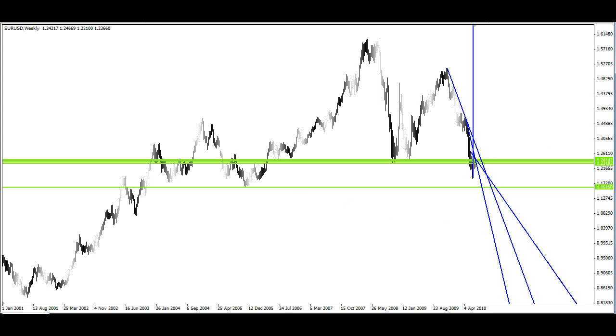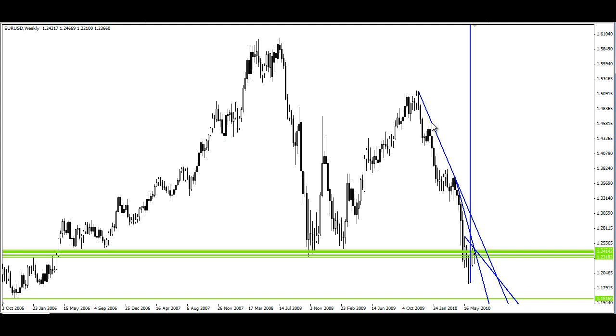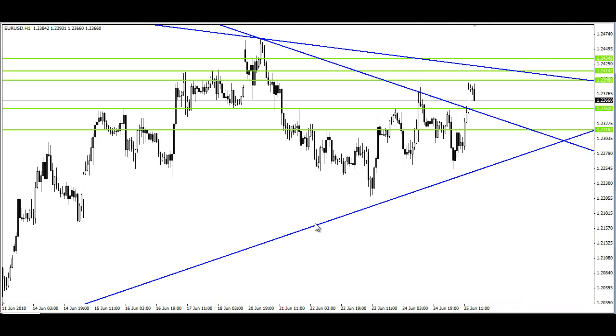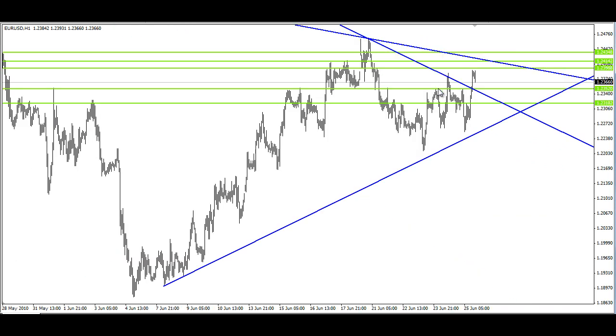All right. So both fundamentally and technically, we can see that the euro still has quite a bit of downside to go, and it's just a matter of looking for these setups. So coming into next week, depending on where we gap and how this thing plays out, this will be my first place to get short.